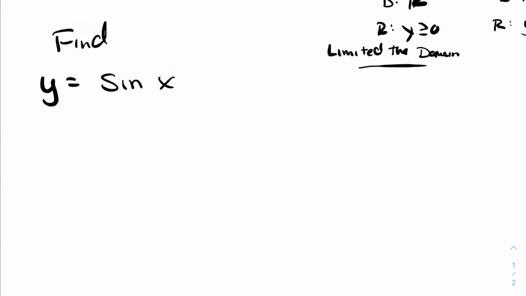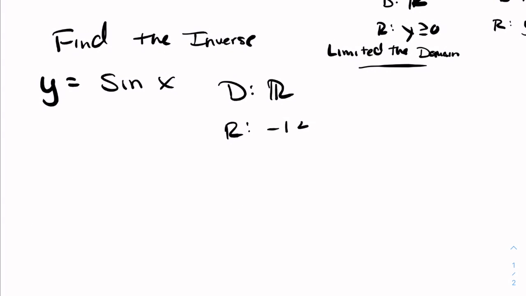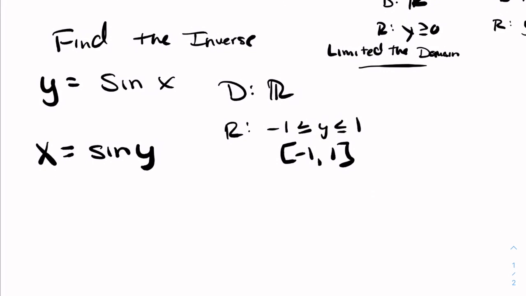If we find the inverse, we see that the domain is all reals, and the range is from -1 to 1, or in interval notation, [-1, 1]. So if we switch the x and y values, x equals sine y, and then if we solve for y, the idea of an inverse function is undoing that. So we take the inverse sine or arc sine of both sides. Those cancel each other out, and by cancel, they're undoing each other. So we get y equals inverse sine of x.